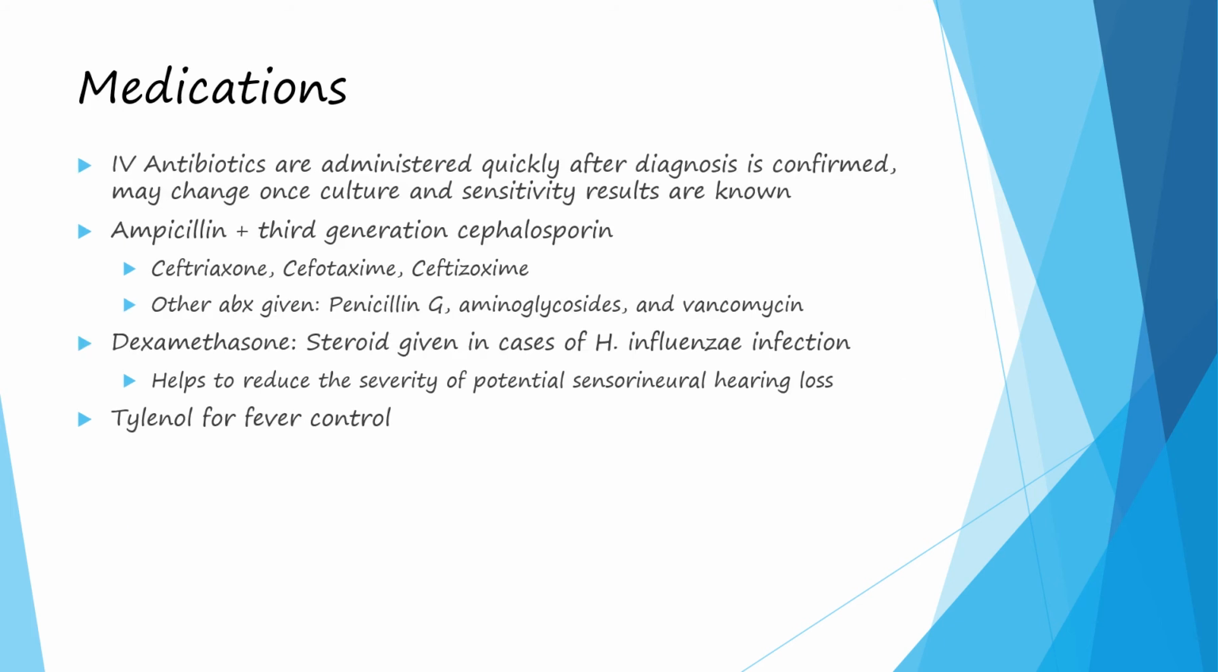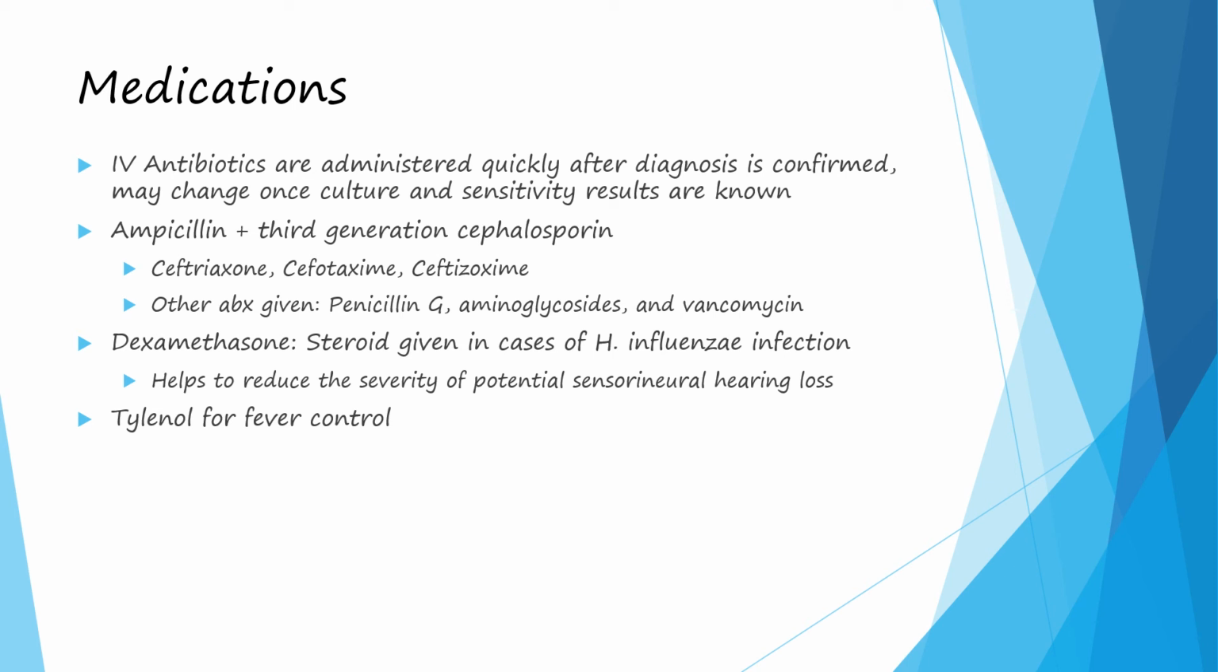Medications used to treat infant meningitis, obviously IV antibiotics. These are administered very fast after the diagnosis is confirmed. However, they might change once we know exactly what infectious organism is causing the infection. Normally ampicillin and a third generation cephalosporin is given. One that we see often is ceftriaxone. Other antibiotics can be given, like penicillin, aminoglycosides, and vancomycin. Again, this is just dependent on what kind of organism is causing the infection.